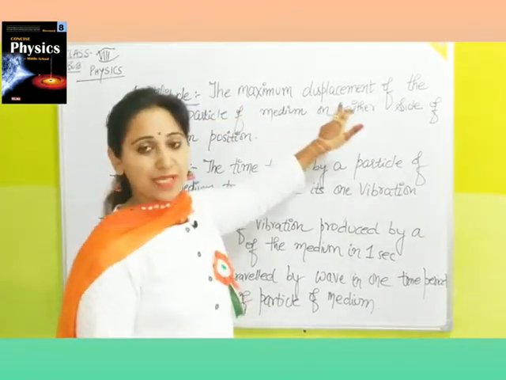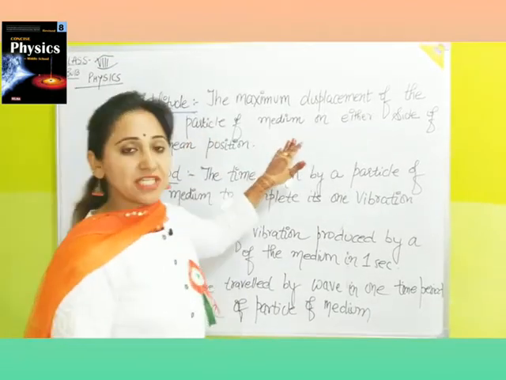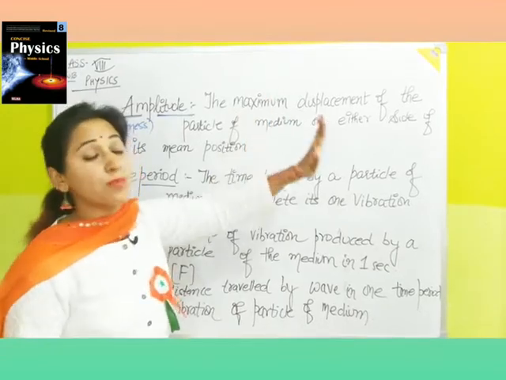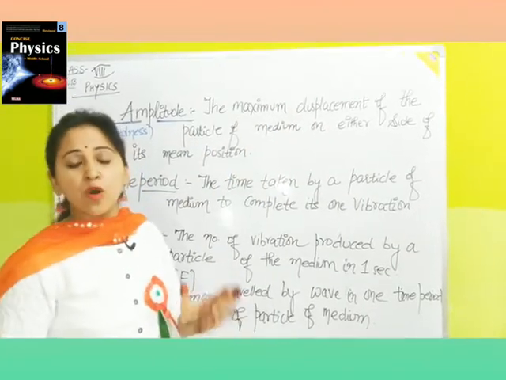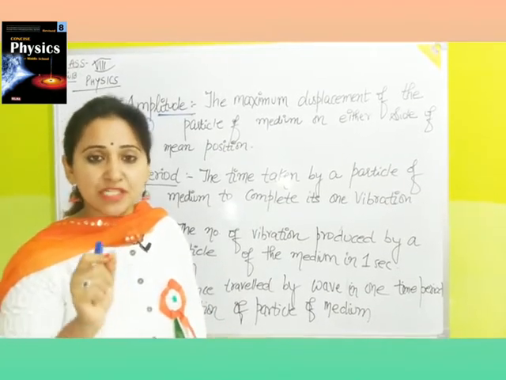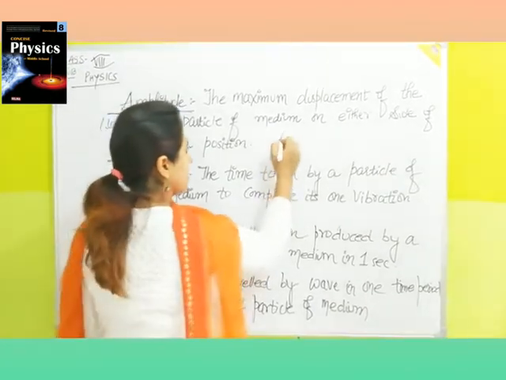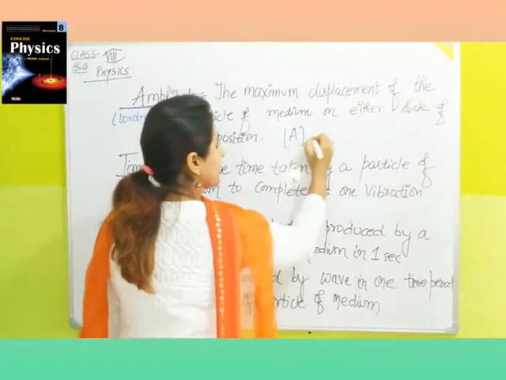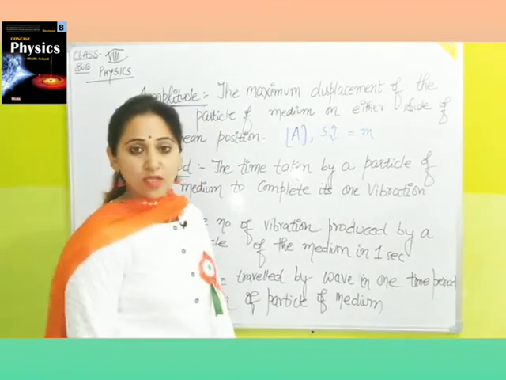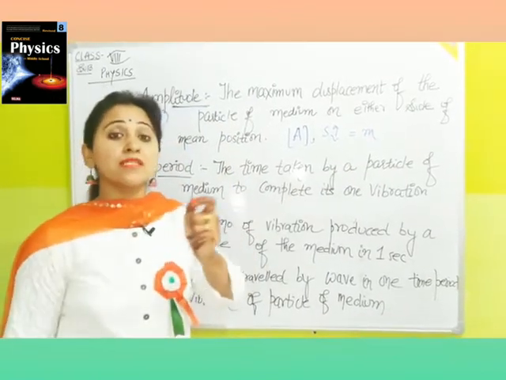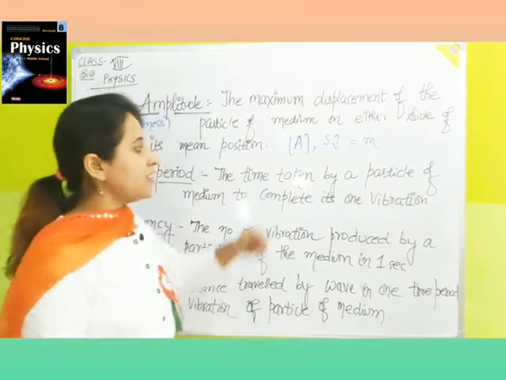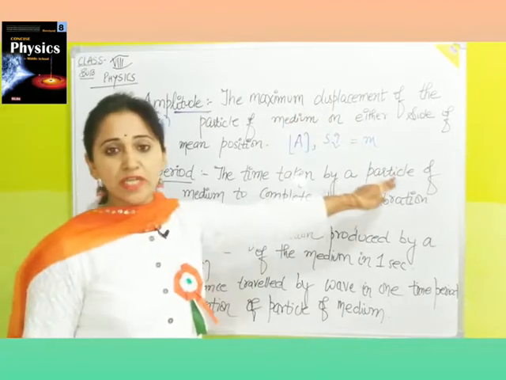The maximum displacement of the particle of medium on either side of its mean position is said to be amplitude, and it is denoted by capital A. And the SI unit of amplitude is meter, because what is amplitude? The maximum displacement. ठीक है, और displacement की unit is in meter. That's why the SI unit of amplitude is also meter.